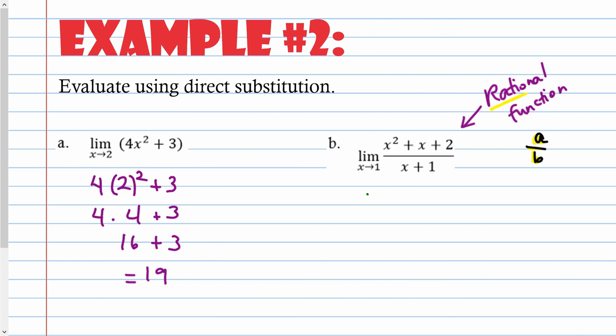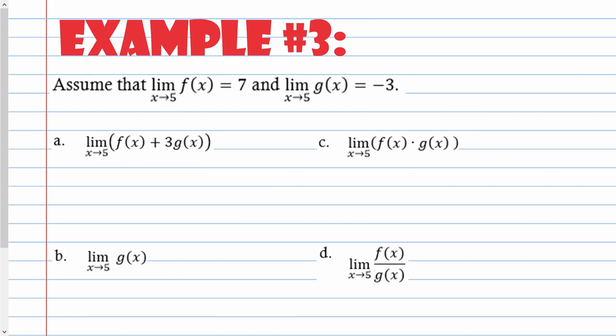Alright, so plug in 1. So 1 squared plus 1 plus 2 over 1 plus 1. So I have 1 plus 1 plus 2 over 2. So I have 4 over 2, so then I have just 2. Direct substitution, when it's just simple functions, it's just easy as pie.